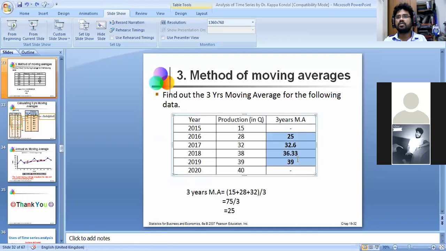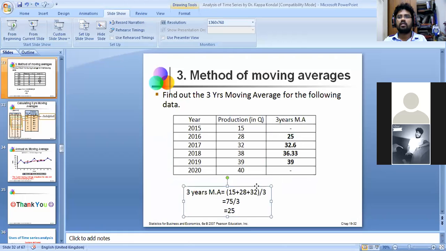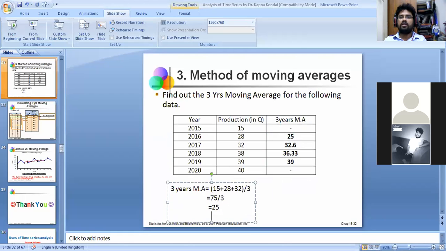Is it clear, Durga Prasad? Yes, sir. Clear, sir. So you can keep in mind how we got the 32.6. How did we get 32.6? Can anybody say that?